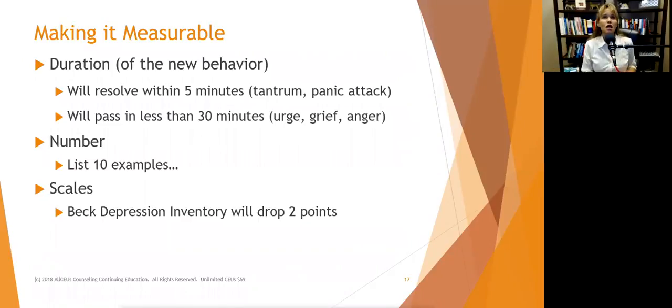You can also use numbers. List 10 examples of. That gives you a way to measure or identify things. And you can use scales. Now, we don't often use scales in community mental health, but you can. The Beck Depression Inventory will drop 2 points, for example. And there are other scales that are out there that you can use and regularly retest the person to see if they're improving.